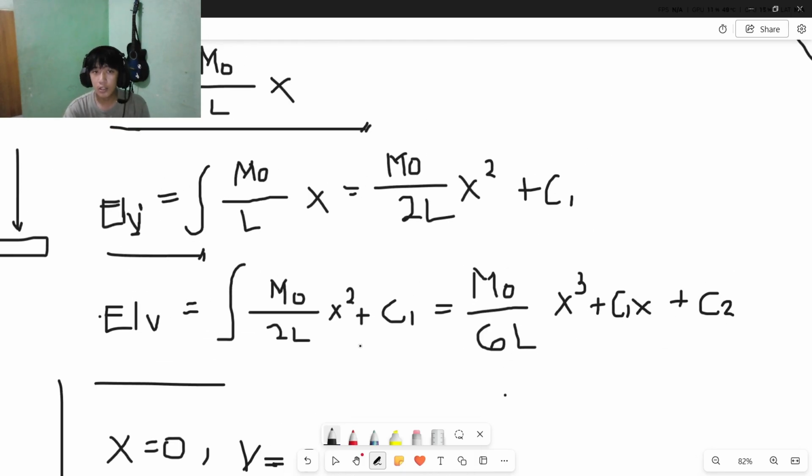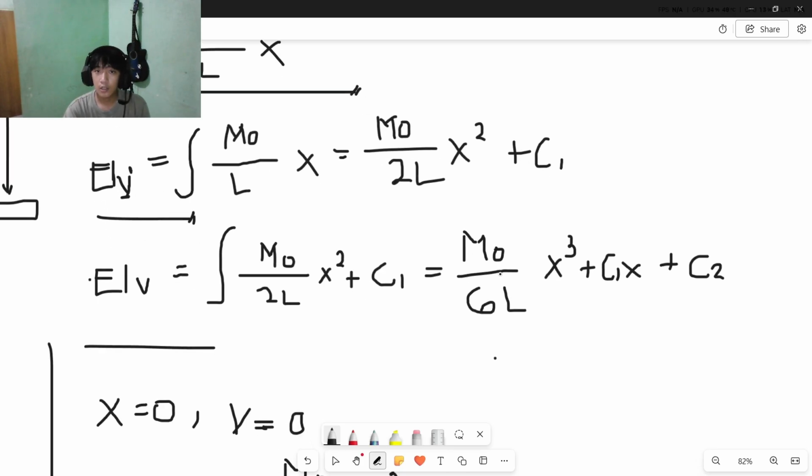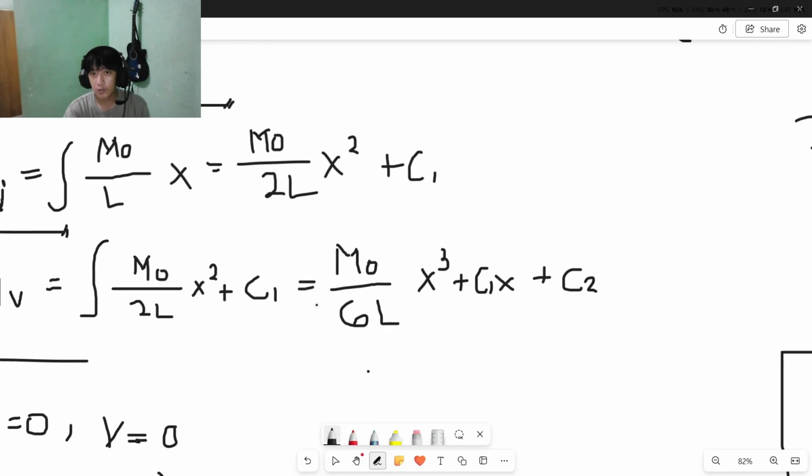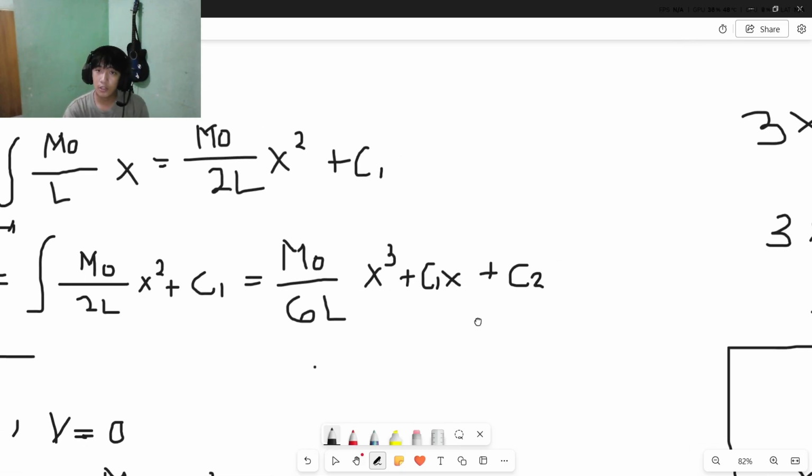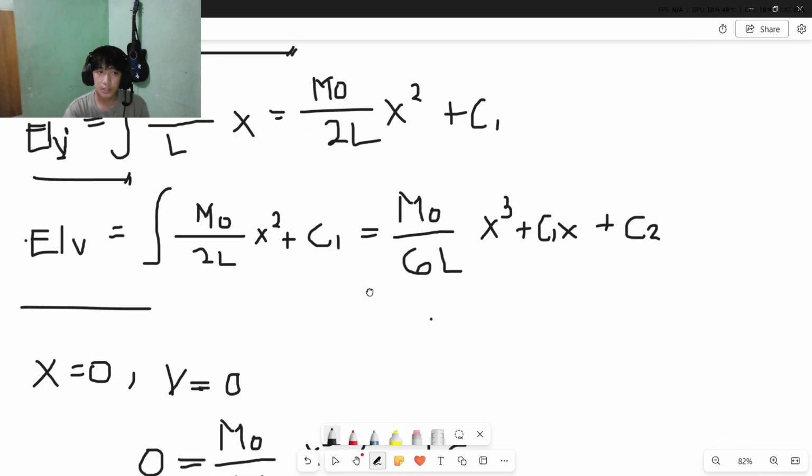So integrating that again, we get that M sub O over 2L times x squared plus C1 is going to be equal to M sub O over 6L times x cubed, and then our C1 will be multiplied by x, and then our second constant.